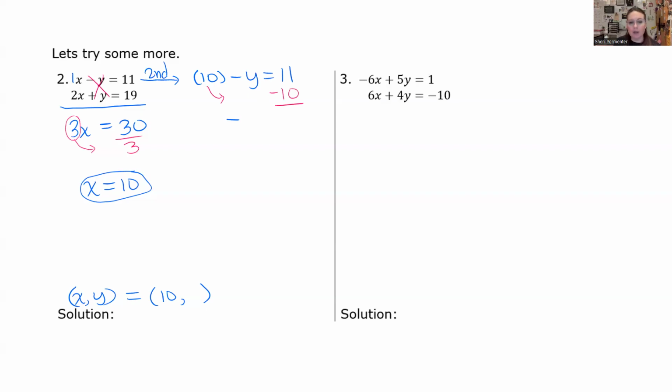Don't lose the negative on the y. What's 11 minus 10? 1. And what's the number here? I don't see a number, but there is a number there. What is it? It's a 1.